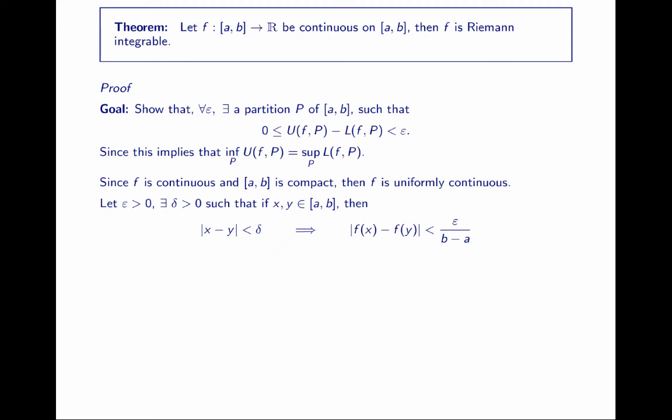By the definition of uniform continuity, there exists a positive delta, so that if x and y are in the domain, and are within delta of each other, then f of x minus f of y is less than epsilon over b minus a. Why epsilon over b minus a? Well, we're going to see shortly that it'll give us precisely what we need. Let P be a partition so that every single subinterval has a length less than delta.